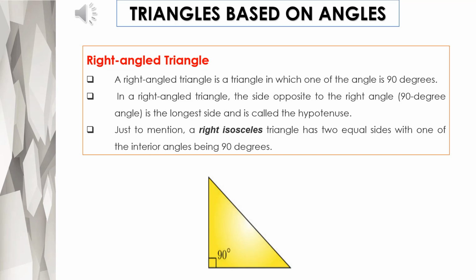Now, in a right-angled triangle, the side which is opposite to the right angle is the longest side and it is called the hypotenuse. Just to mention, a right isosceles triangle has two equal sides with one of the interior angles being 90 degrees. That is why it is called a right isosceles triangle. That brings us to the end of the types of triangles. Okay?